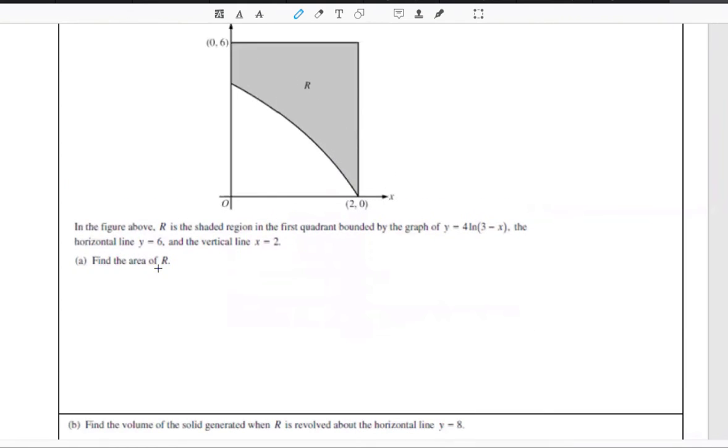Here's our quadrant R. We're trying to find the area of R. So I say that area is going to be equal to the integral between the x coordinates 0 and 2. And that's going to be top minus bottom. So top is 6 minus the bottom, that's going to be 4 natural log of 3 minus x.